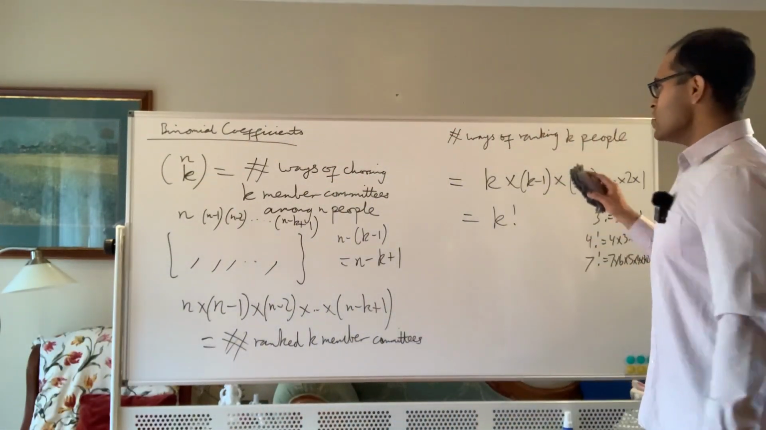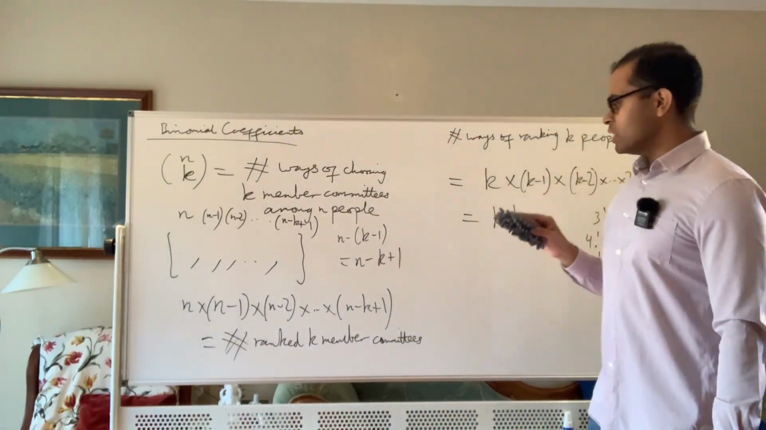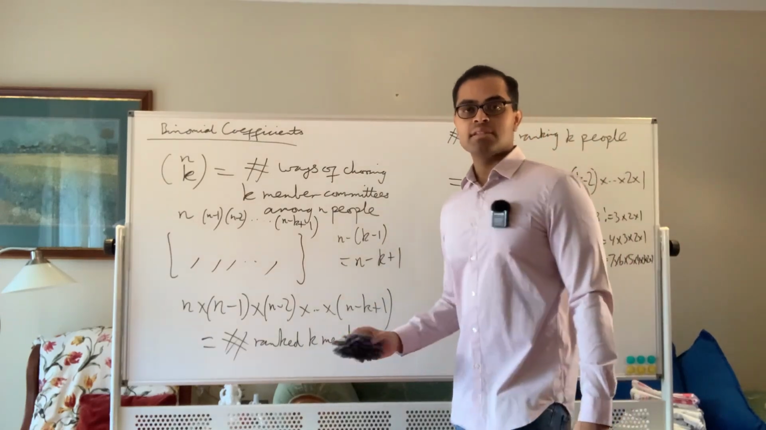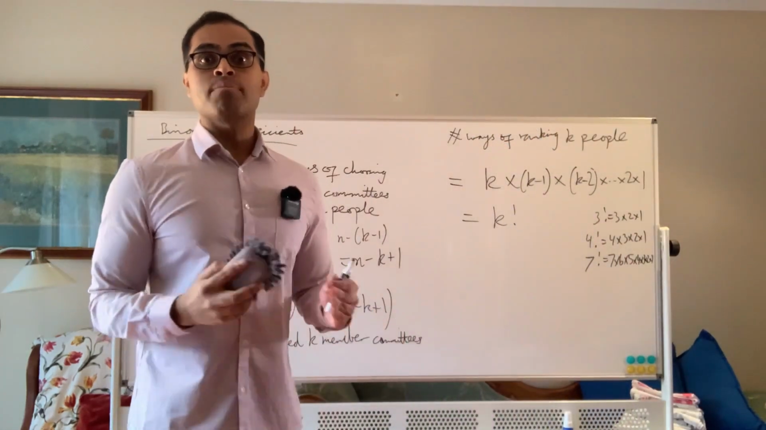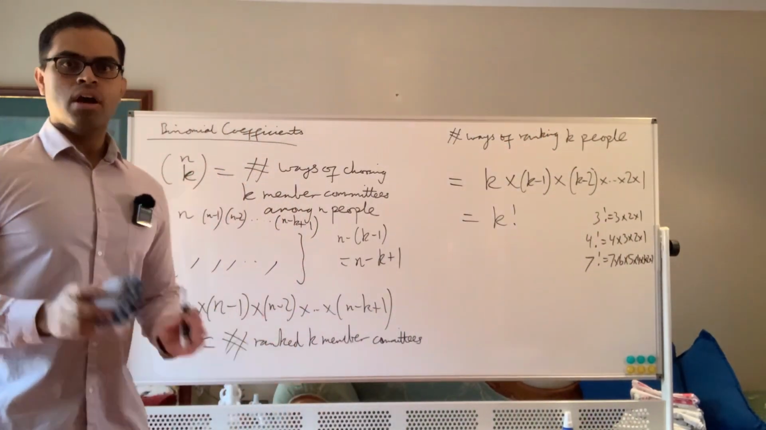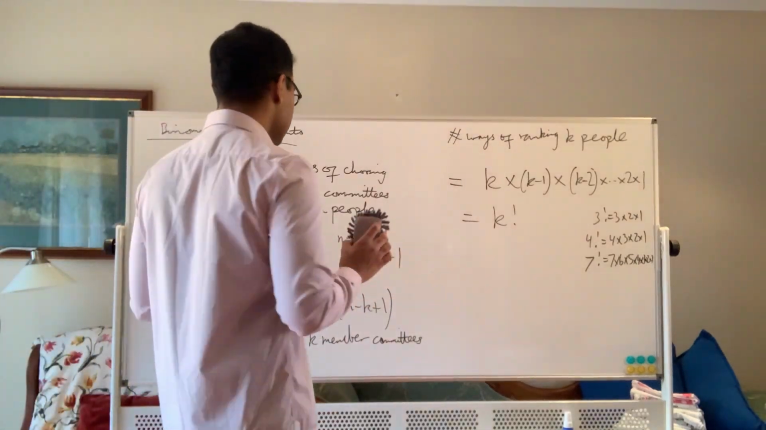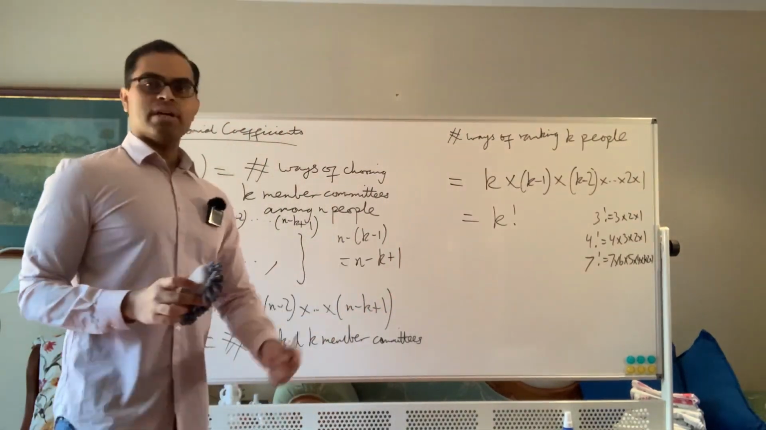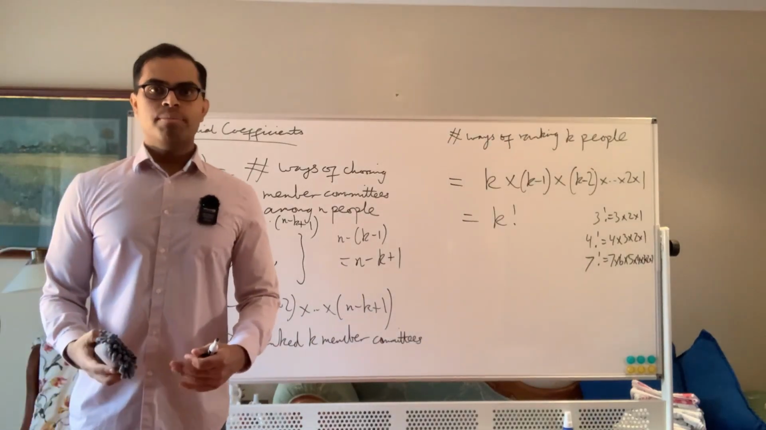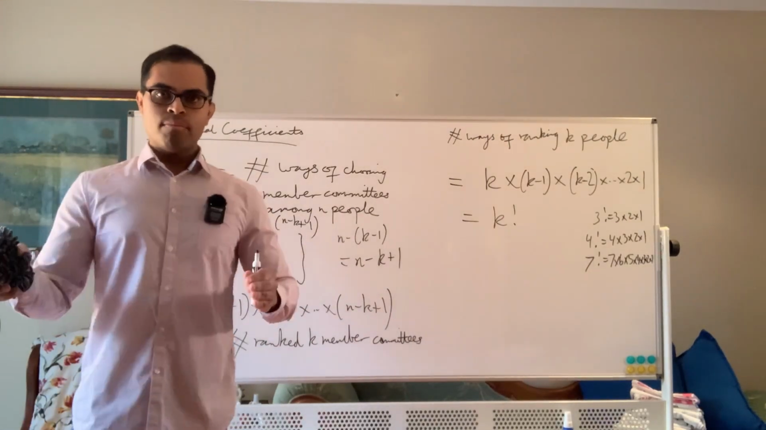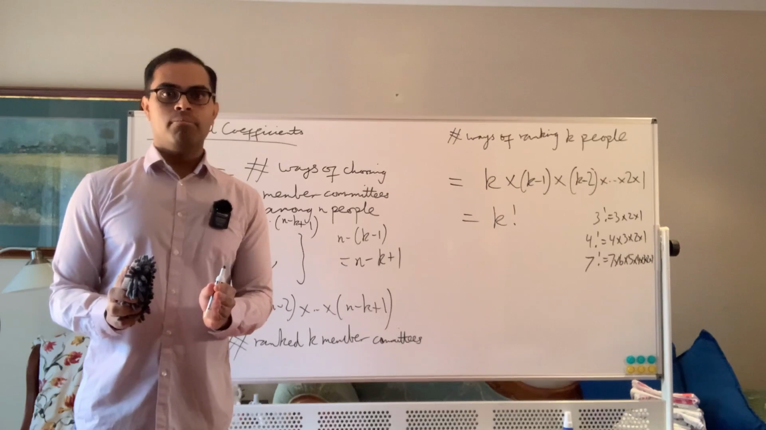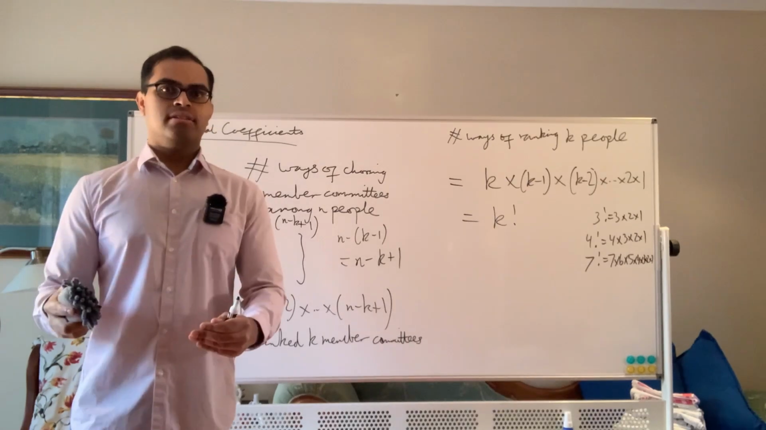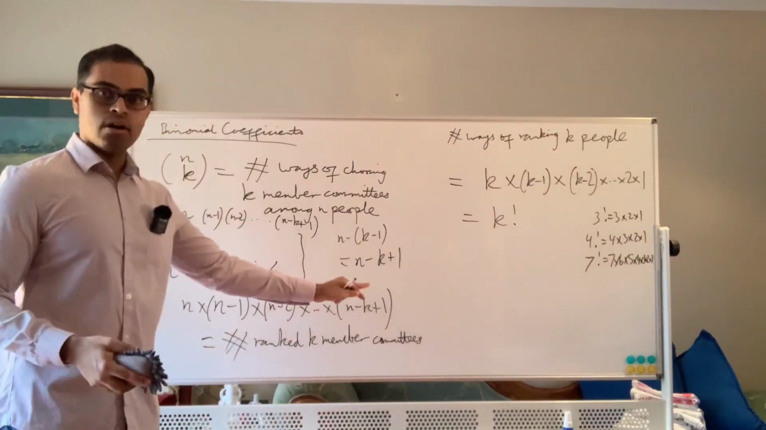So now we found the number of ways of ranking k people and the number of ranked k member committees. How do we find the number of k member committees in n people? Well, it's the same idea as we did earlier. The number of ranked k member committees is an overcount, because many different ranked committees are actually the same k member committee, just with different rankings, and we are counting them in this count here.